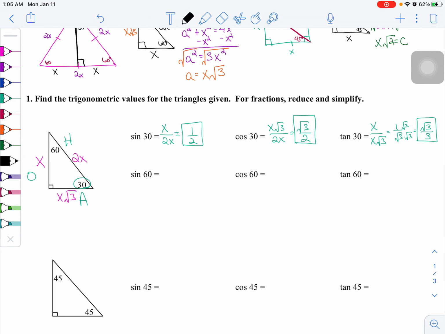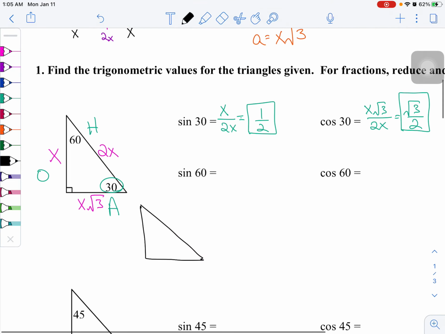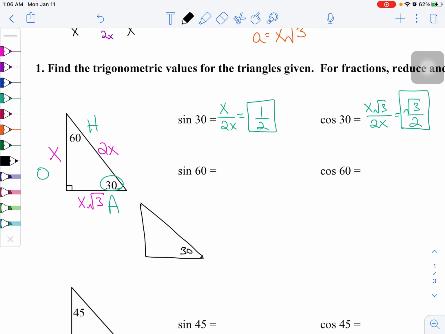Now, let's see what happens if we talk about the 60-degree angle. I'm going to do just a quick little redraw of my triangle so that I don't confuse myself with the other pieces I had labeled. So 30, 60, there's my right angle. Across from 30 is x, across from the hypotenuse is 2x, and then the third side is x root 3 here. So if we have 60 as our primary angle, our reference angle, the opposite side is going to be x root 3, the adjacent side is x, and the hypotenuse is 2x.